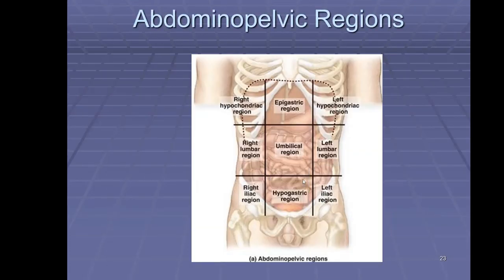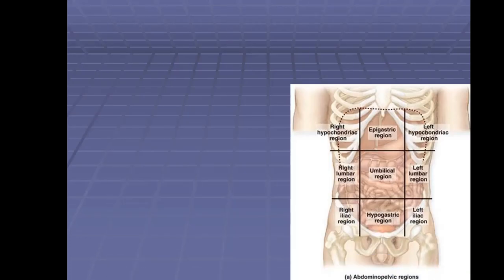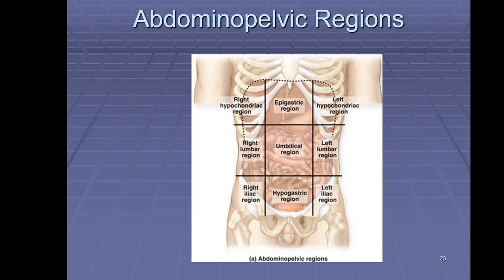All right, so finishing up here with this introduction, we're going to look at ways to describe regions within the abdominopelvic area. These are called abdominopelvic regions. If you draw two imaginary lines across, one at the top of your hip bone, another around the base of the ribs, and then two vertical lines right around the area of the nipples, we get 9 regions.